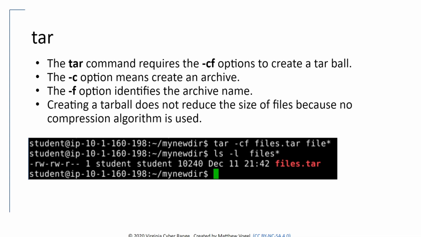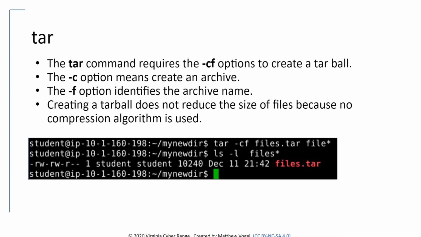Okay, creating a tarball does not reduce the size of the files because no compression algorithm is used. So if you're just using tar, you do not compress them. You see the example there, it says tar -cf files.tar, which is the archive name, and then file with the wildcard asterisk means any file that has file and any characters after that will be included in this.